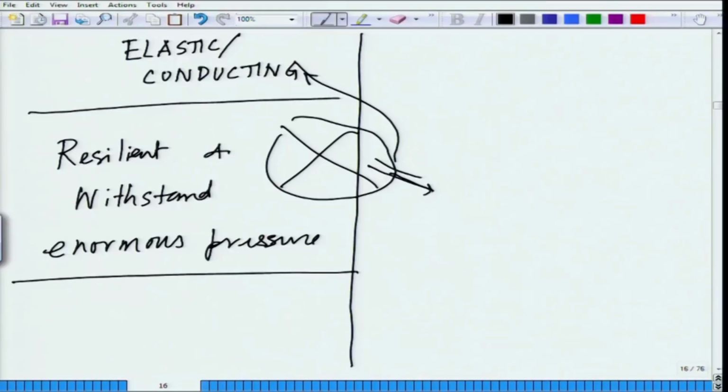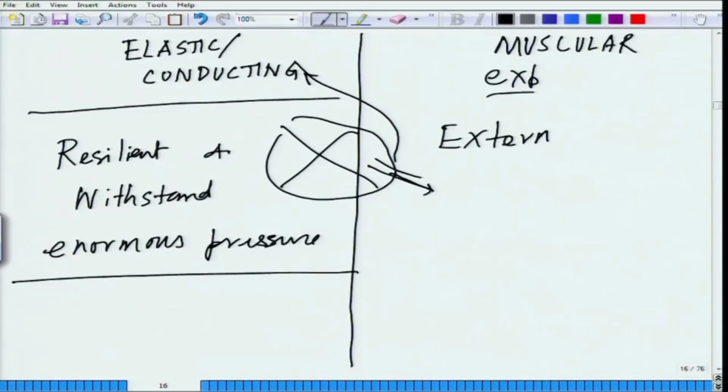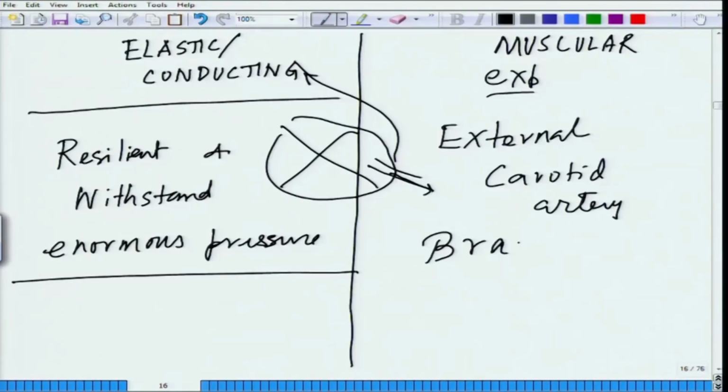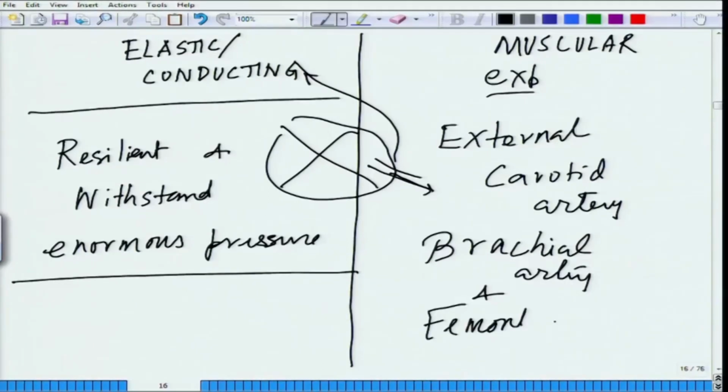Okay. And some of the examples of the muscular ones are as follows: external carotid artery, brachial artery, femoral artery. Okay. So, these are some of the broad classification of arteries.